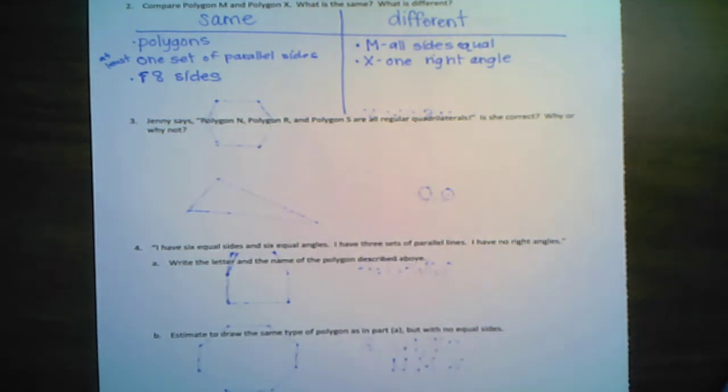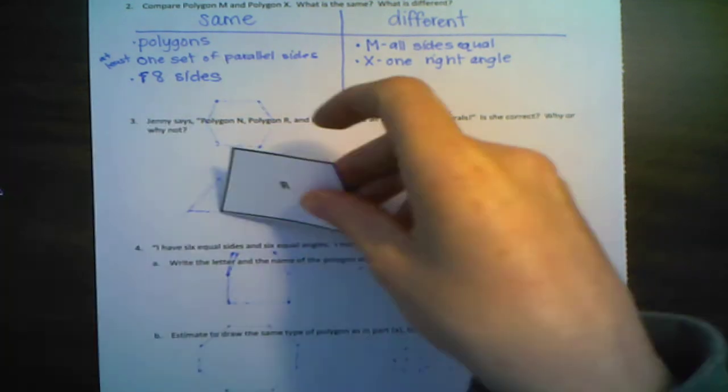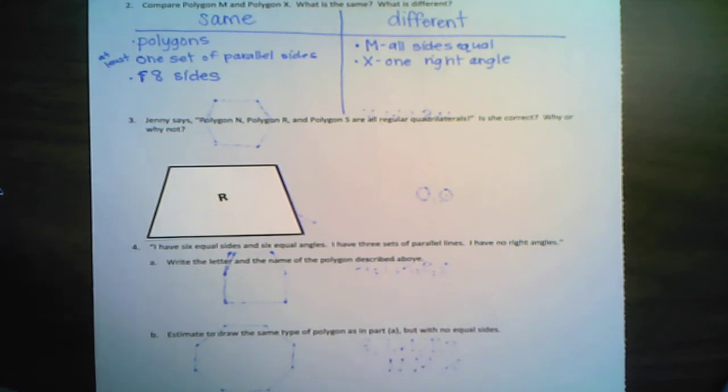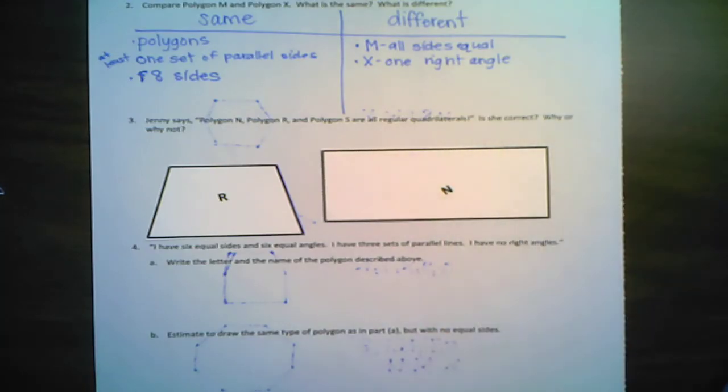Okay, let's go on to number 3. Will you please read it with me? Jenny says polygon N, polygon R and polygon S are all regular quadrilaterals. Is she correct? Why or why not? Okay, well, let's get R, N, and S out.